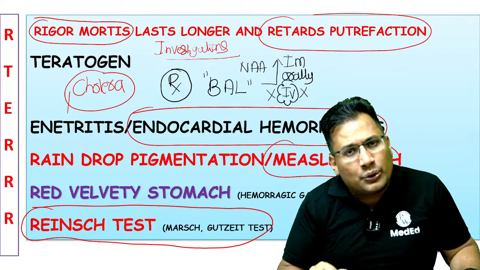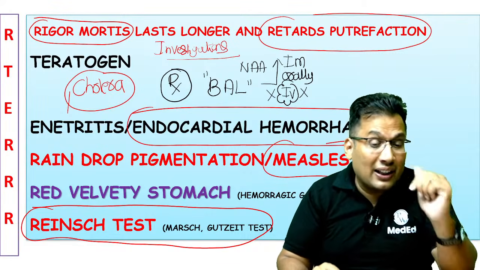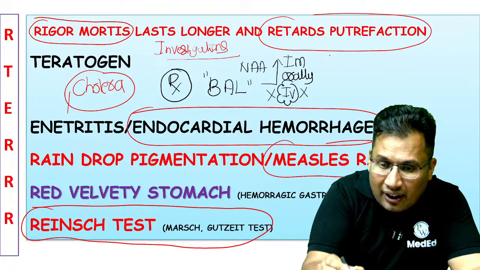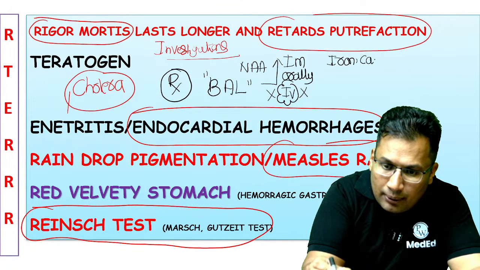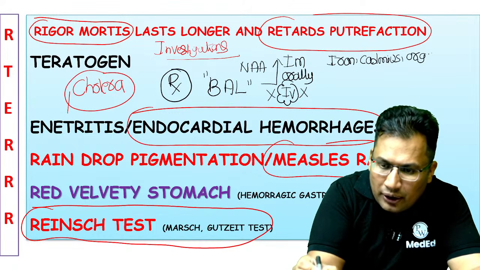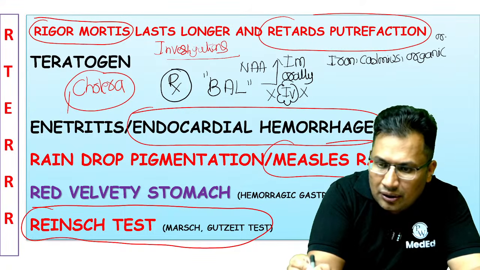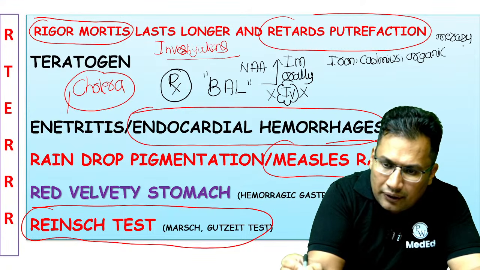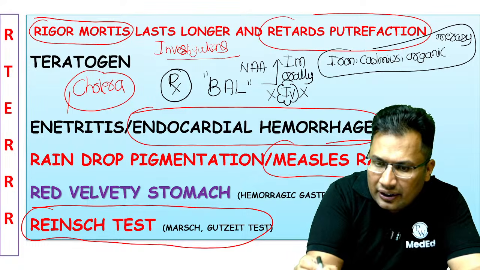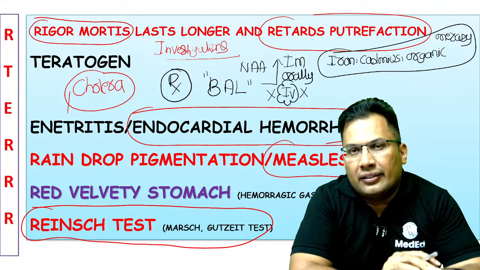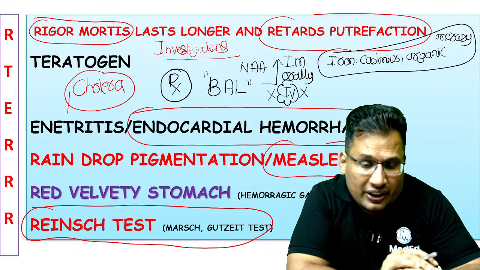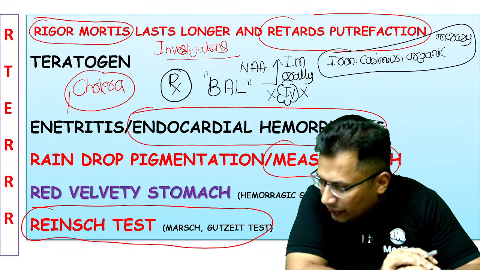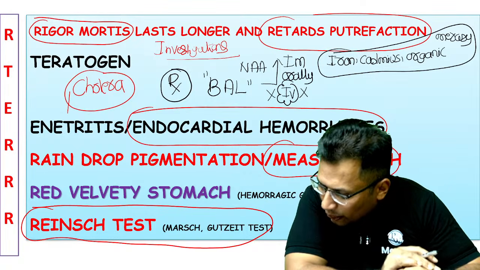That also we can use. And one more question asked: BAL is contraindicated in what? BAL is contraindicated in iron poison, cadmium poison, and organic mercury poison. So in all these conditions, it is contraindicated: iron, cadmium, organic mercury, peanut allergy. Okay. BAL is the drug of choice.